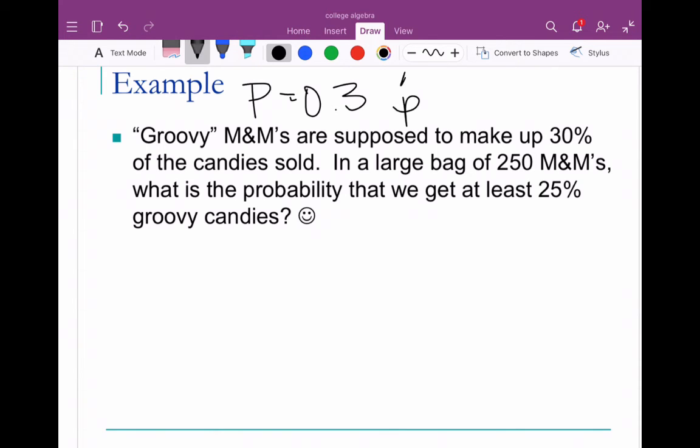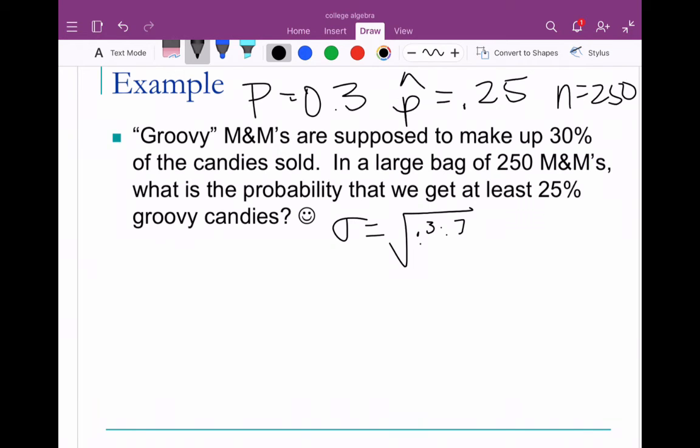Again, in this case, my population proportion P is 0.3. My sample proportion, well, they told me that I want to get at least 25%, so my sample proportion is going to be 0.25. And my sample size, N, is 250. So I have almost everything I need to be able to calculate the normal model, but I need to calculate the standard deviation first. So my standard deviation would be the square root of PQ over N, so 0.3 times 0.7 over my sample size of 250, which equals 0.029.